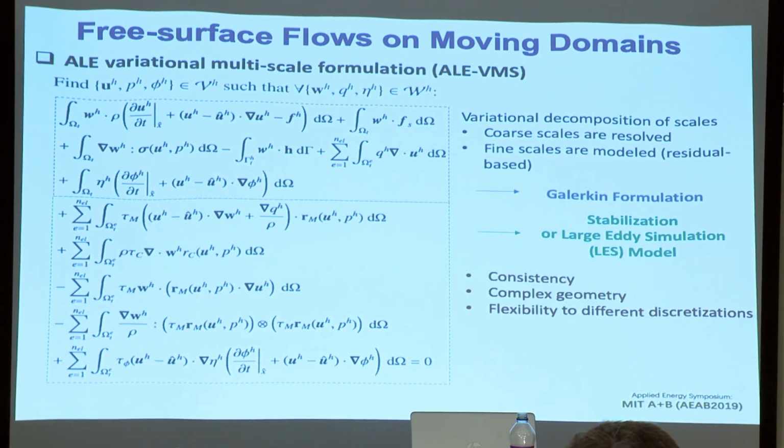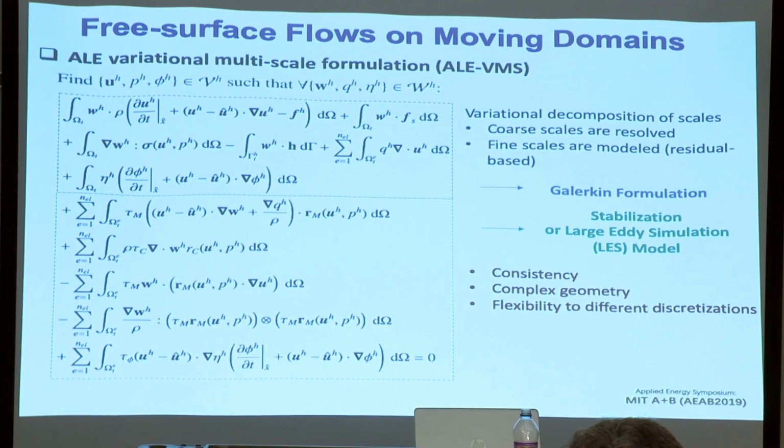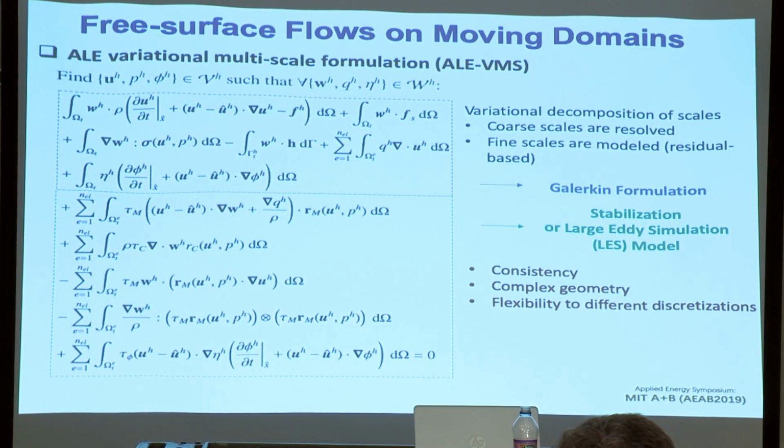There are many advantages of this formulation. First of all, it is consistent with the strong form equation you just saw in the previous slide. It can handle complex geometry, because the geometry of the tidal turbine is very complicated. And it is flexible to different numerical discretizations. You can use finite element, meshfree method, or whatever you want to solve this formulation.